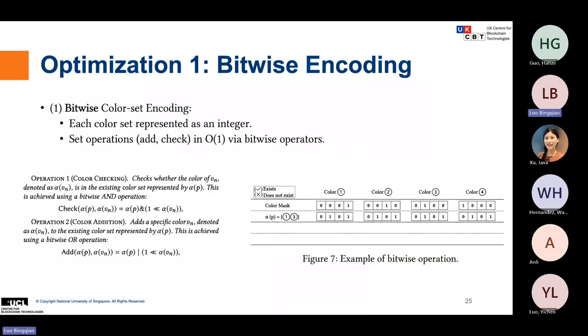There are actually millions of color checkings and additions in the DP transition, as I showed before. And as we can see from the figure here, after we did this bitwise encoding, the checking and addition just transfer to an AND operation and an OR operation in the bitwise encoding, and they can be achieved in O(1) time.